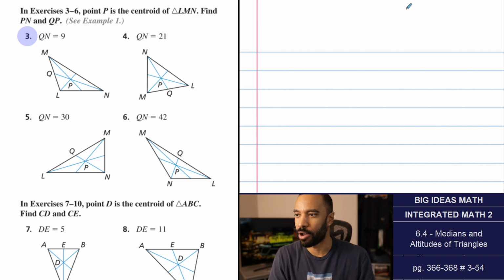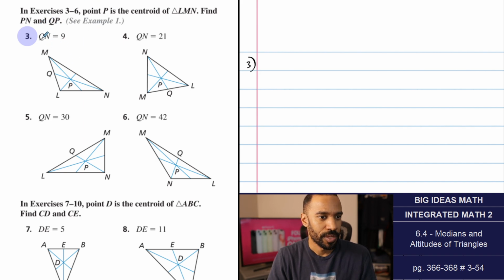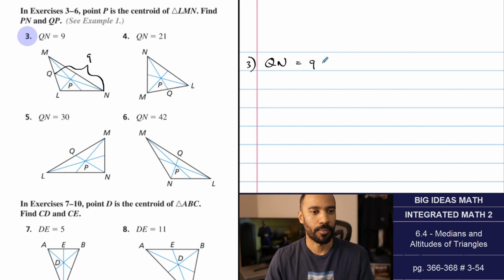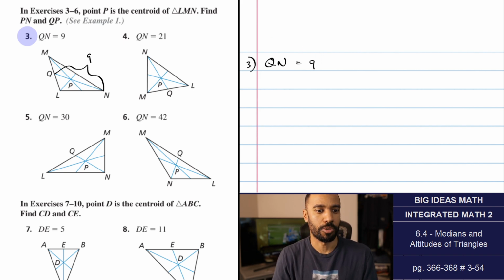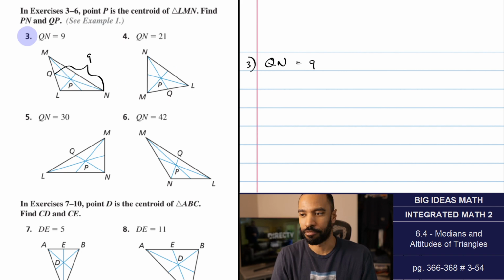I always wonder if I should copy the diagram over or just point to the one that is there. I think I can point to it. So P is the centroid. Find PN and QP. When they say the length of QN is 9, so the entire thing here is 9, I'm going to go ahead and write that as well. QN equals 9. And they want to find PN and QP. Now, PN is going to be 2/3 of QN. QP will be the difference between those.